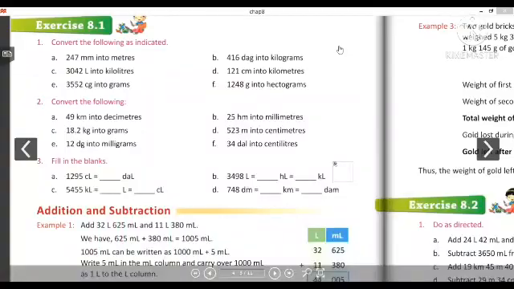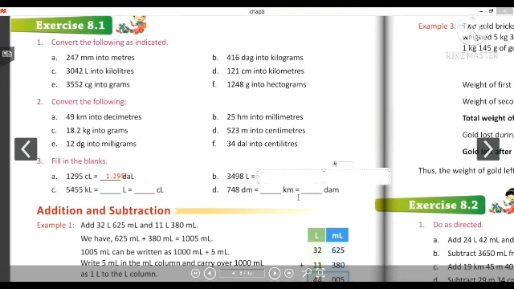Now let's solve the question number 3. Fill in the blanks from centiliter to decaliter. So when we are moving from centiliter to decaliter, we have to go for 3 steps, right? So this needs to be divided by 1000. So the answer here will be equal to 1.295 decaliter.